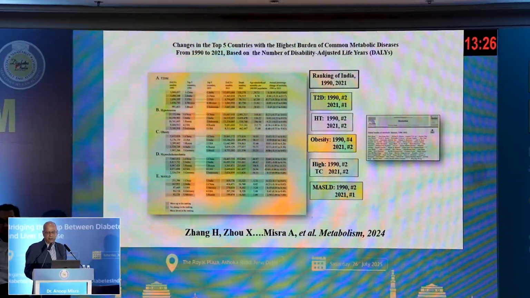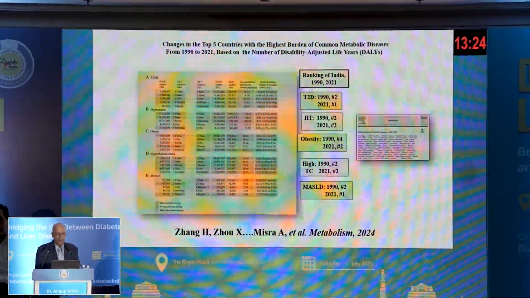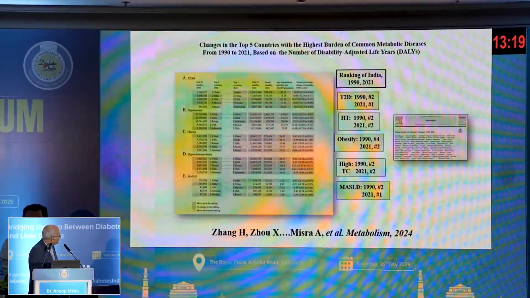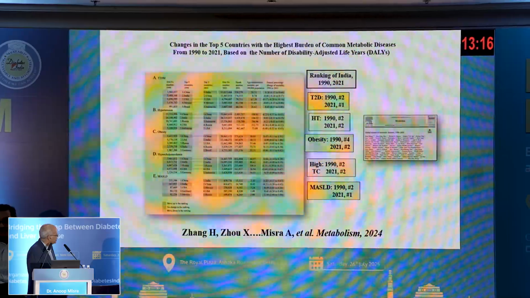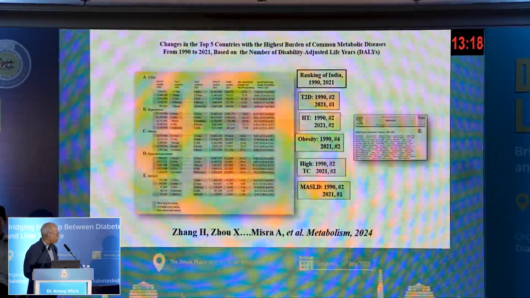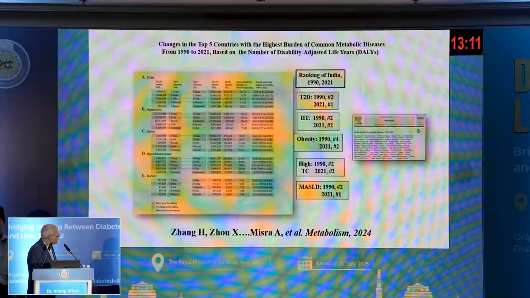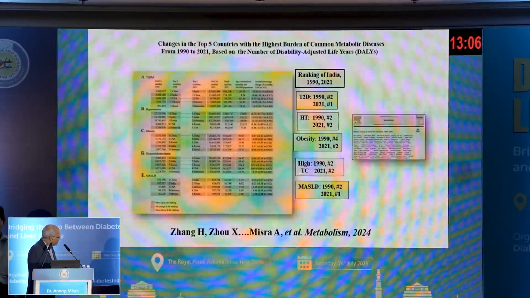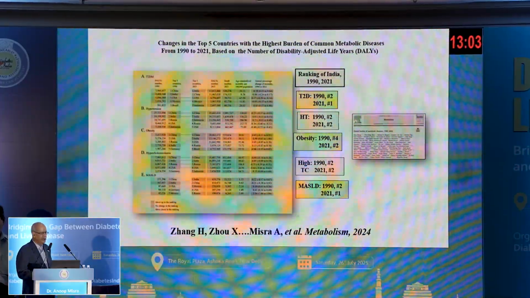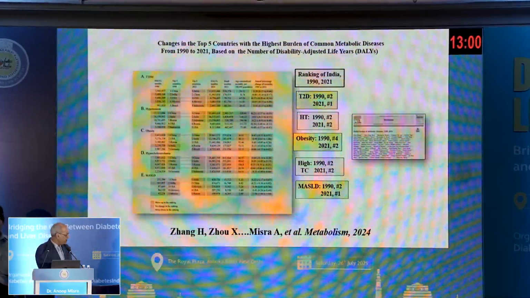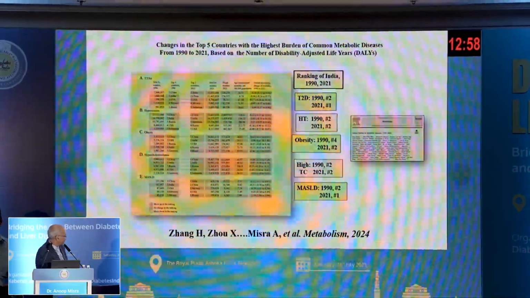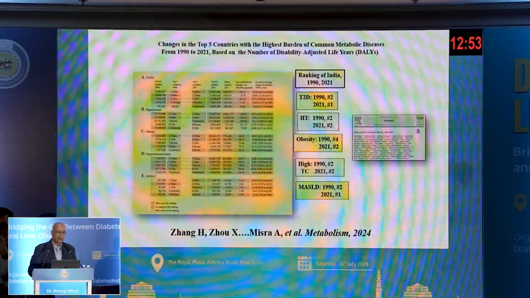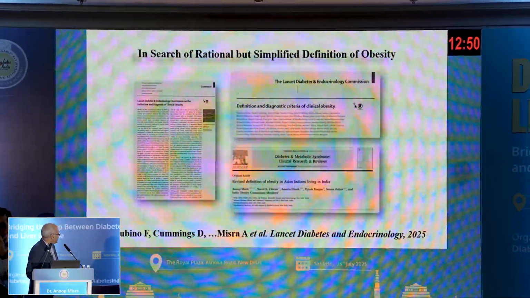And this is another publication of ours in Metabolism, a high impact journal. If you look at the disability adjusted life years, DALYs, which is the impactful metric, the ranking of India from 1990 to 2021, for MASLD we are almost, in 2021, number one. And of course, for diabetes, hypertension and obesity, we are number one or number two. So this is the kind of thing that we are seeing at this point of time.